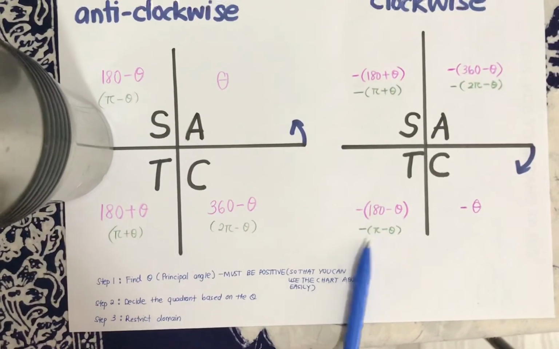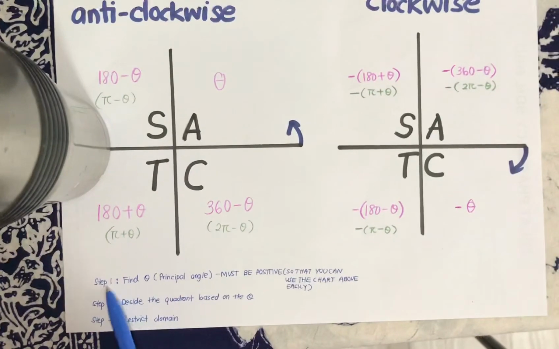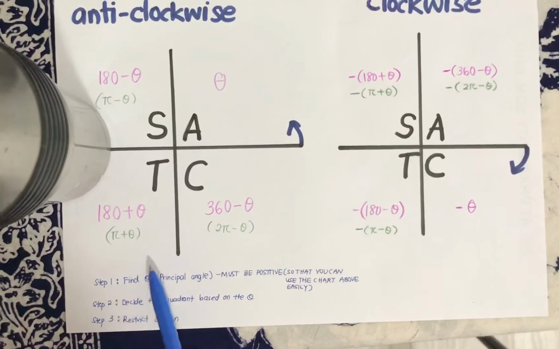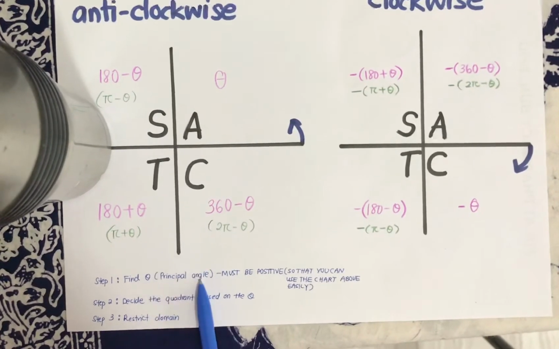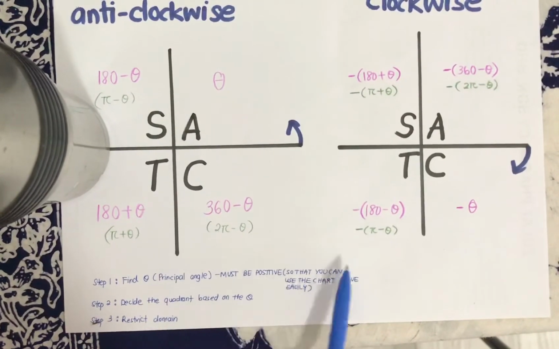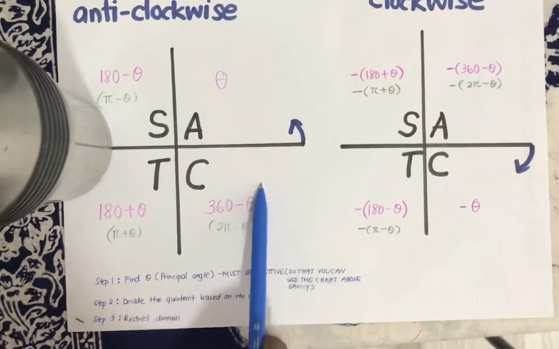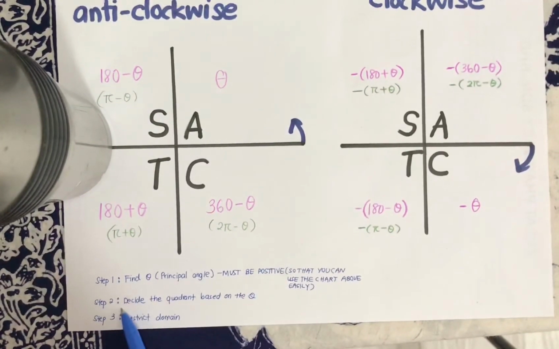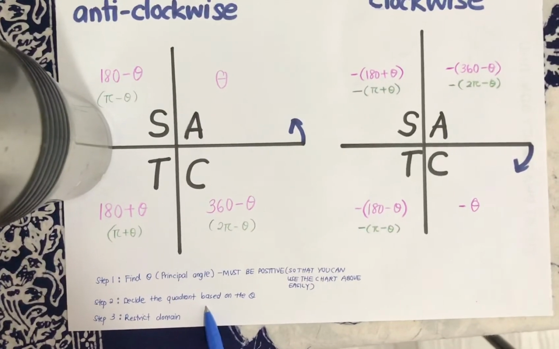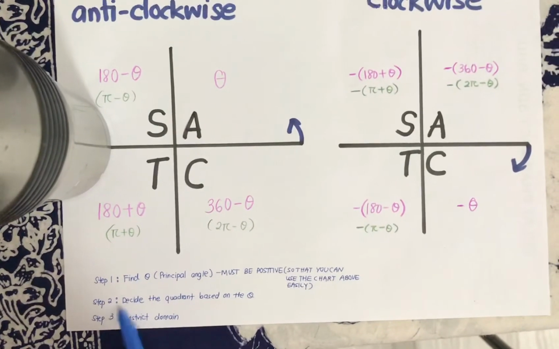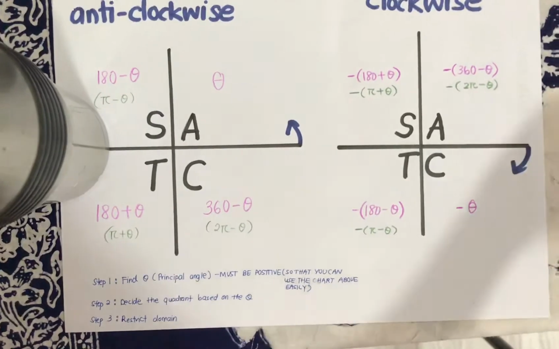Okay? And I have outlined the steps of solving the trigo problem. Find the quadrant, the theta, which is the principal angle. It must be positive so that you can use this chart easily. And then the second step is decide the quadrant based on the question. Third one, restrict domain. What is this second step? Decide the quadrant based on the question.